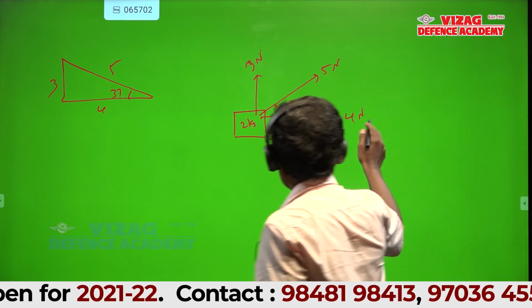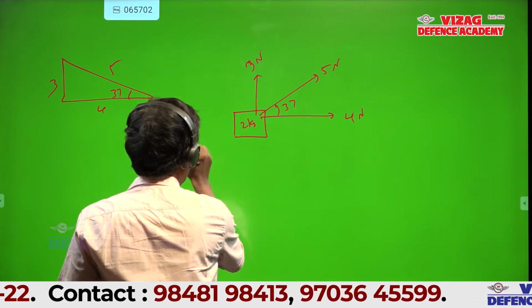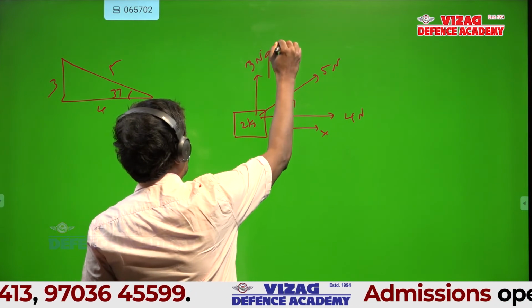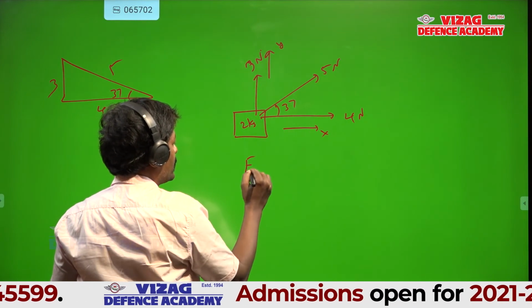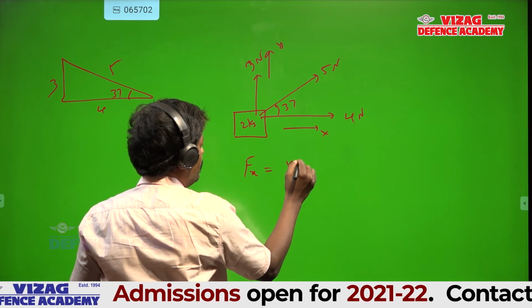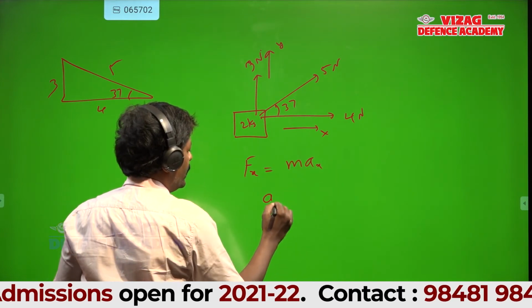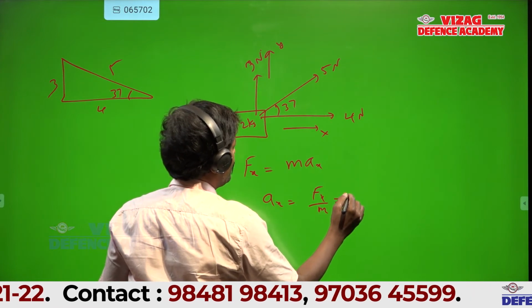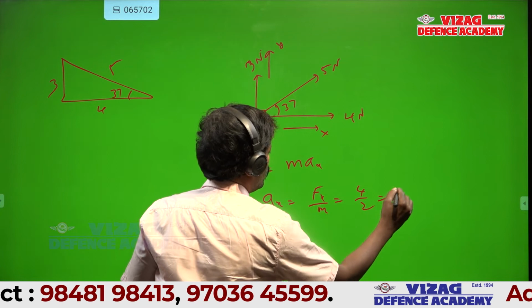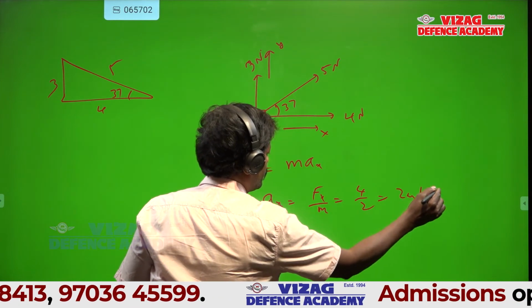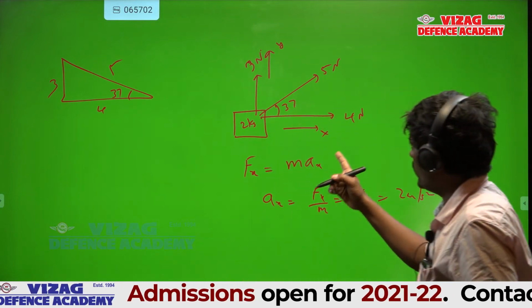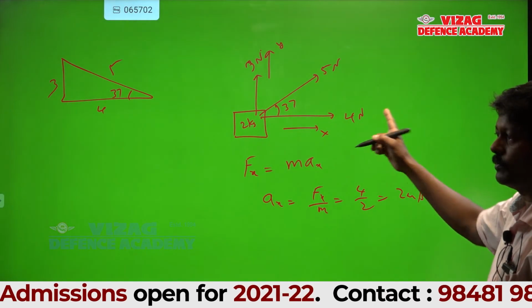Now what is the force in the x direction? This is called x direction. This is called y direction. So what is the force in the x direction? 4 Newton. So ax is Fx by m. Fx is 4, m is 2, so 4 by 2, 2 meter per second square. Now, is there acceleration in the y direction in this problem?